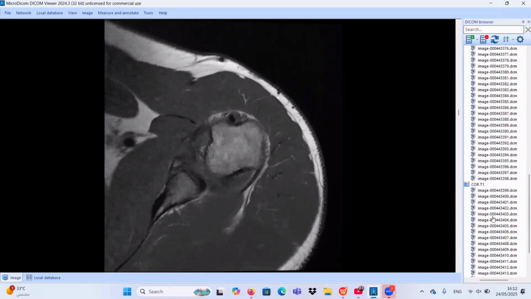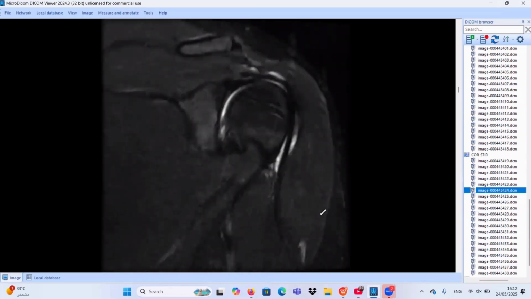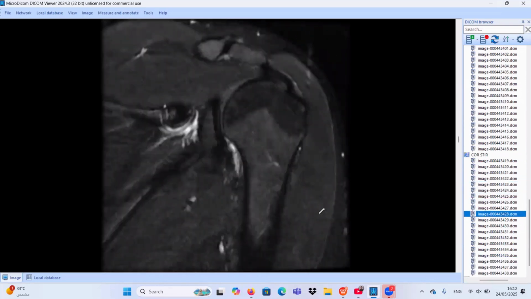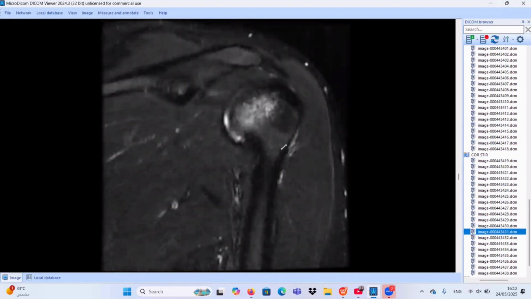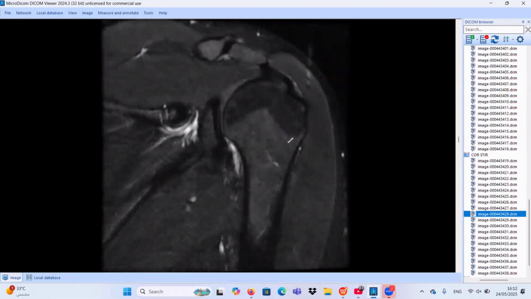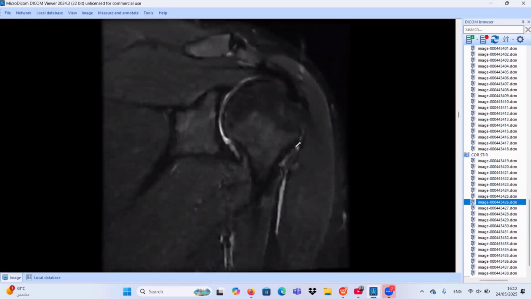Okay, let's go to the coronal STIR. Look for this marrow edema pattern here. This indicates that we have a Hill-Sachs injury along the posterior superior aspect of the humeral head. So for sure, we have a case of Osseous Bankart lesion. Okay, that's good. I would just like to review a few small tips for shoulder dislocation.